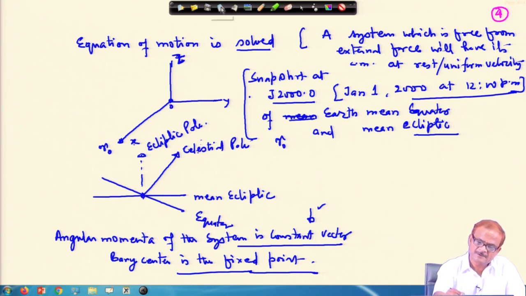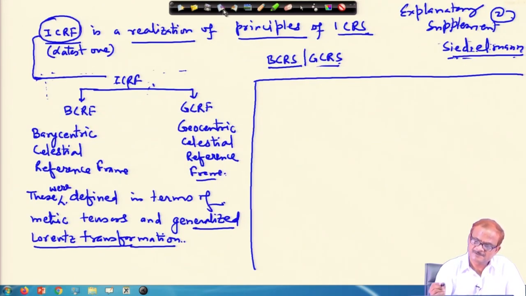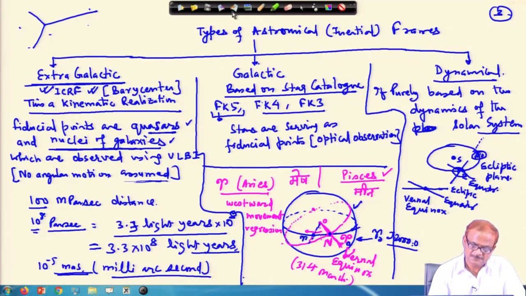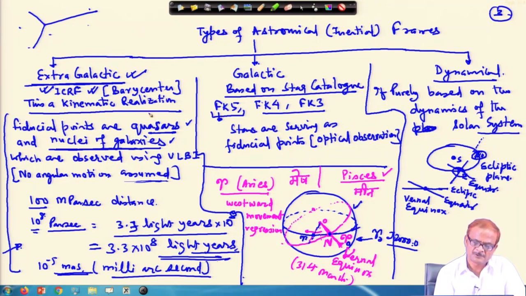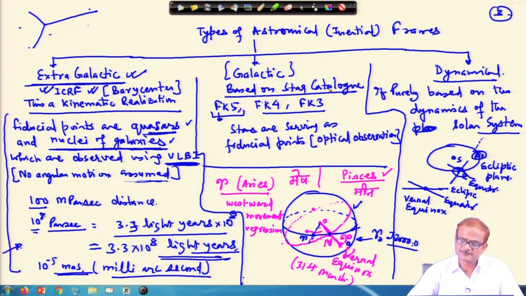Okay. In that respect, your ICRS, the International Celestial Reference System, is extragalactic, which shows hardly any motion, and it is kinematically realized, because no equation of motion needs to be solved here. Only the observation of some quasars and galaxies is required using the VLBI. In the galactic one, we require the positions of various stars, which are obtained using optical observation, and using that you fix a triad, and again the center is at the barycenter, but the direction you have to fix.